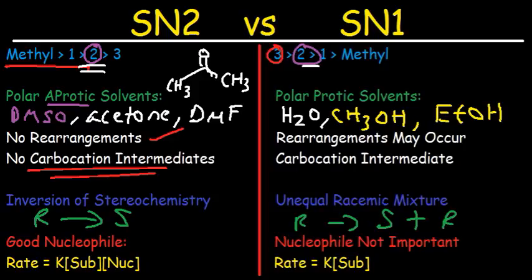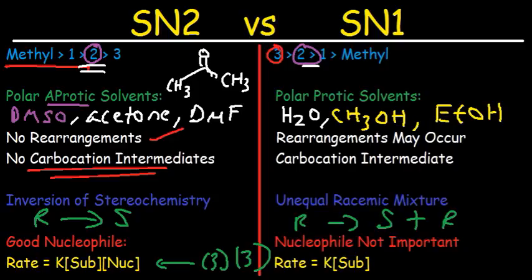SN2 reactions require a good nucleophile. As you can see, the rate depends on the concentration of the substrate and the nucleophile. If you double the concentration of the substrate, the rate will double. If you double the concentration of the nucleophile, the rate will double. If you triple both the concentration of the substrate and the nucleophile, 3 times 3 is 9, the rate will increase by a factor of 9.